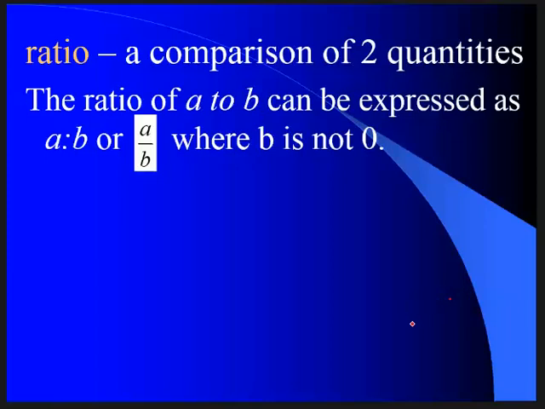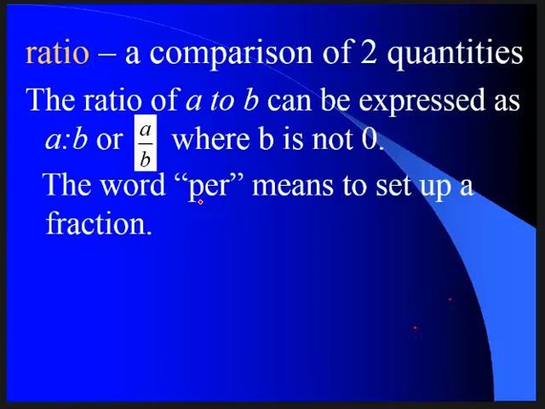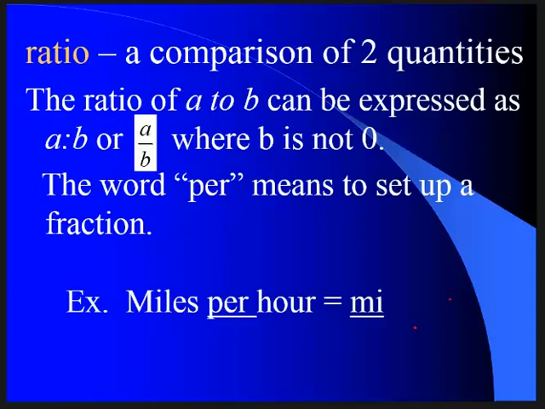You might also hear the word per in your question or in your description. The word per means that you're setting up a fraction or a ratio. You're comparing two quantities, for example, miles per hour. You would write miles on top, hours on bottom. Per means you're making a comparison of two quantities: how many miles in how many hours. Your cell phone bill may show you the ratio of cents to minutes, 10 cents per minute. That is a comparison of two quantities, therefore it is a ratio.